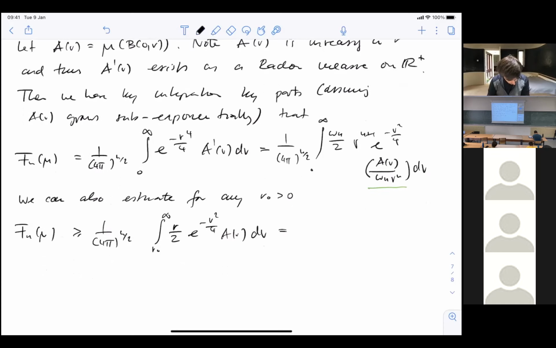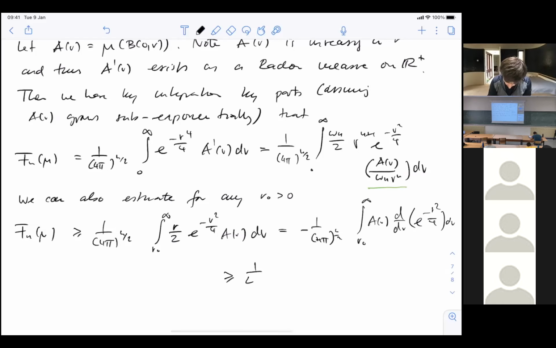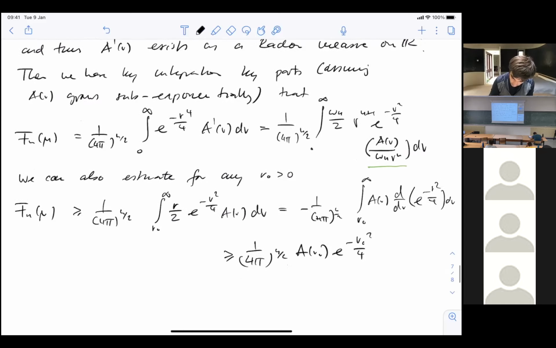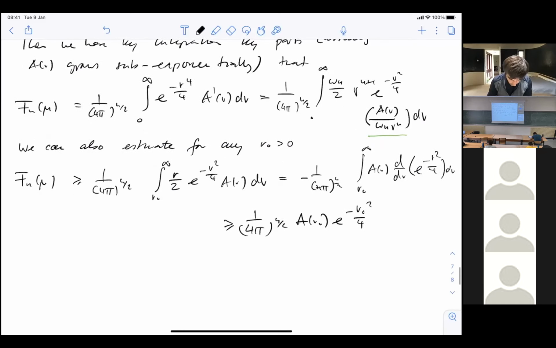And now this we can integrate by parts. We can write this as minus 1 over (4 pi) to the power n over 2, integral from r0 to infinity of A of r times d by dr of e to the minus r squared over 4, dr. And you can check that this is greater or equal to 1 over (4 pi) to the power n over 2 times A of r0 times e to the minus r0 squared over 4, just by using that that's one of the boundary terms. Okay, so what do we get from this?